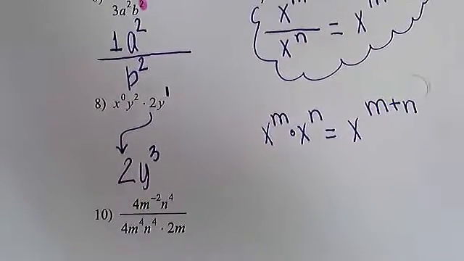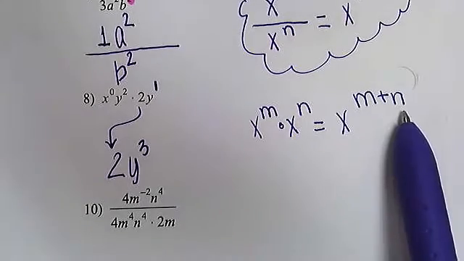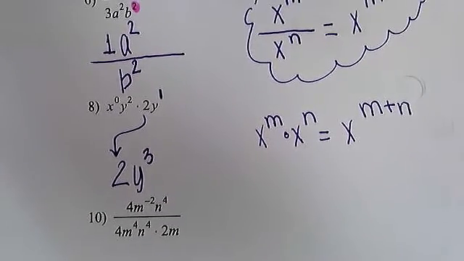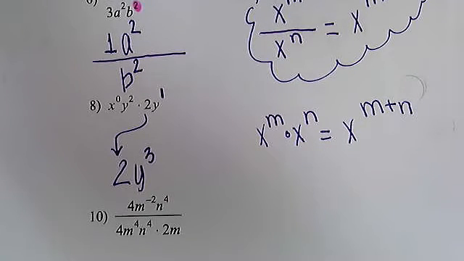So if you use those 3 rules, if you multiply, you add, if you're dividing, you subtract, and if it's got parentheses, you multiply, those are the 3 rules you need to know. All right, so 2y^3.